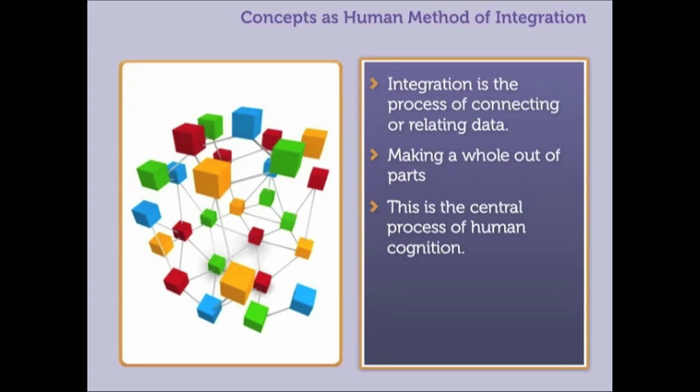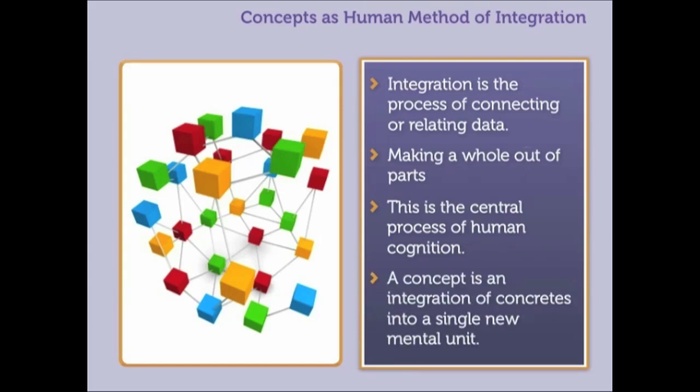A concept, and here I'm counting on your knowledge of Introduction to Objectivist Epistemology, is an integration of concretes into a single new mental unit. For example, the concept man subsumes and integrates into one mental unit all the individual men there are, present, past, future.